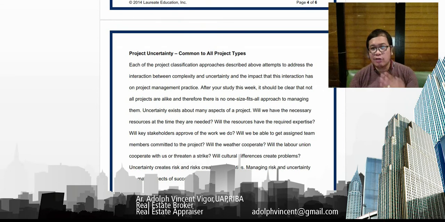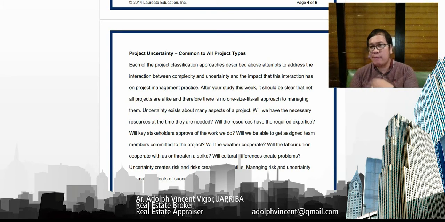Okay. Now let's look into project uncertainty. Each of the project classification approaches described above attempts to address the interaction between complexity and uncertainty, and the effect this interaction has on project management practice. After you study this, it should be clear that not all projects are alike, and therefore there is no one-size-fits-all approach to managing them.